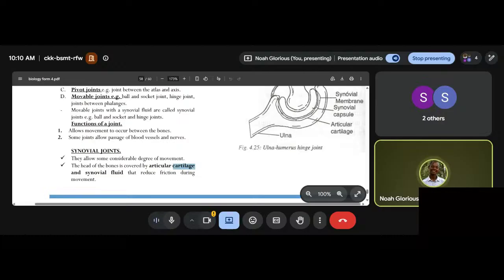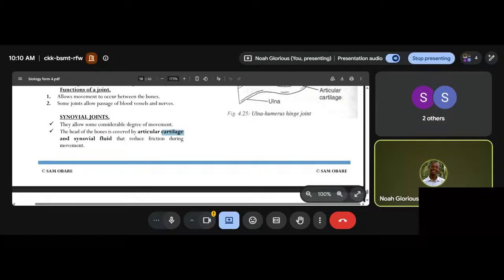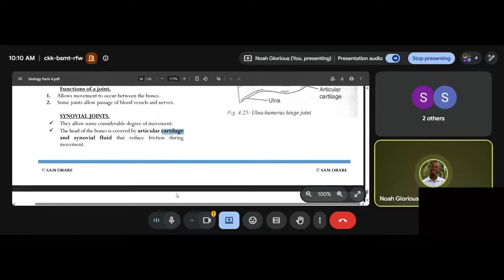For example, in this diagram here, you can see the articular cartilage, a very thin part here that looks like a very soft bone. It prevents wearing out of the other bone. The small thin area here will prevent the wearing out of the other bone. They also have what we call synovial fluid.